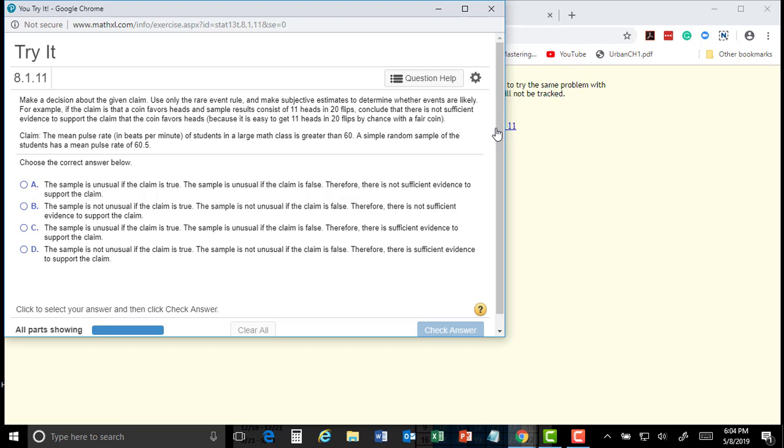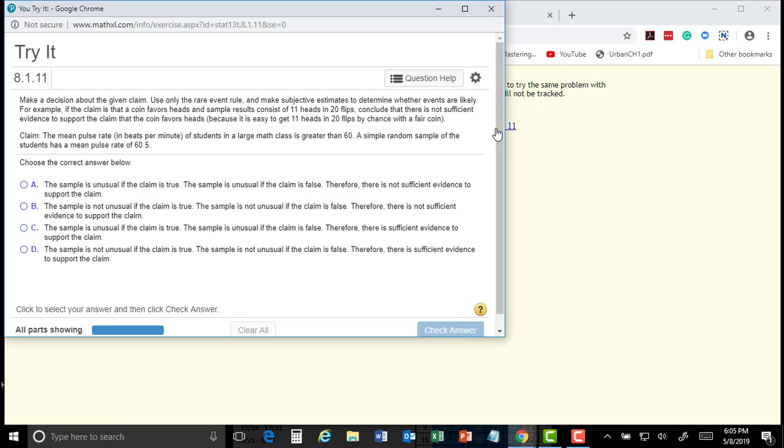So here we go. The claim is that the pulse rate of students in a large math class is 60. That's the claim, right? And the students have a mean sample pulse rate of 60.5. So this is the data, and this is what we hypothesize. The difference between 60 and 60.5 is not that big, is it? It's pretty close, so the sample is not unusual if the claim is true. Do you understand?